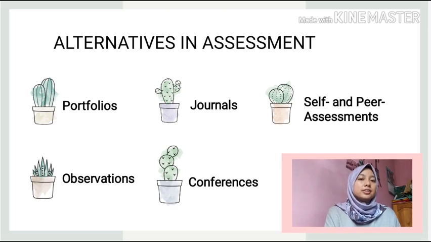And the second alternative assessment is journals. Usually journals are considered only as an opportunity for students to write freely without paying attention to grammar. Journals can have a number of objectives, like language learning, grammar discussion, responses to reading, self-assessments, and reflections on attitudes and feelings about yourself.